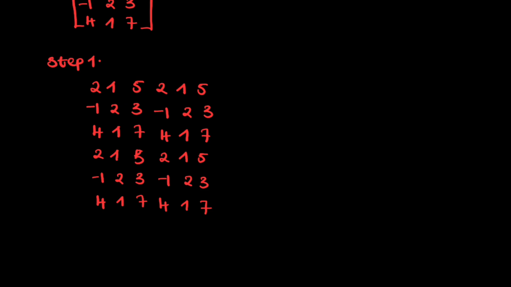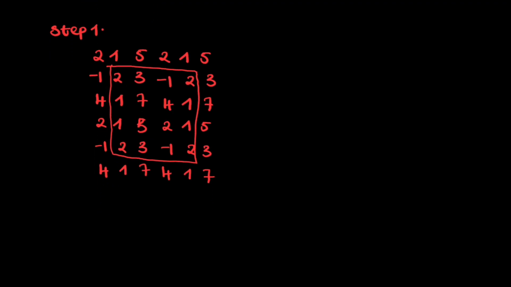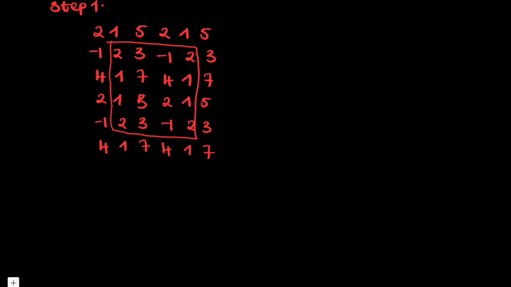So now we eliminate one line like this. We eliminate the outer numbers. So we have eliminated these numbers at this extreme end. So we are left with those inside. Now what do we do? We have to pair them.